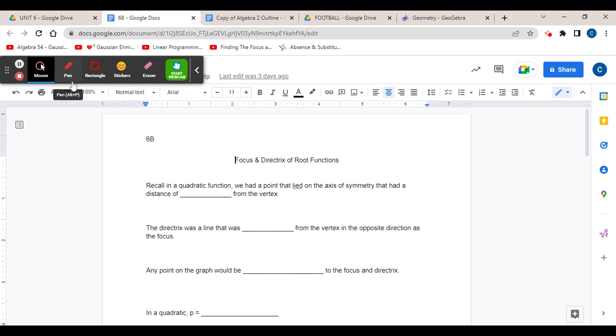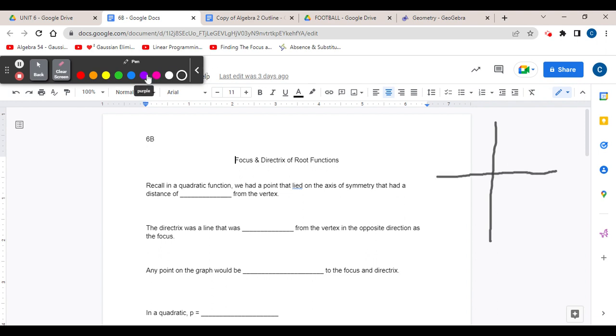Okay, good morning. Doing this video to go over our 6B notes here on the focus and directrix of root functions. Okay, so I want to talk just briefly about focus and directrix when we had a quadratic function. So when we had a quadratic function, and let's say it looks something like this. Let's do it in green. So we had a quadratic function. We had a parabola that kind of looked like that.